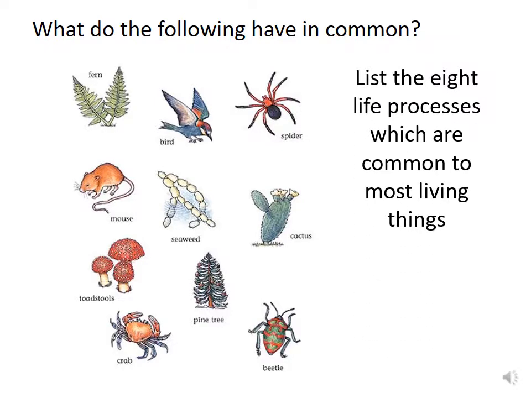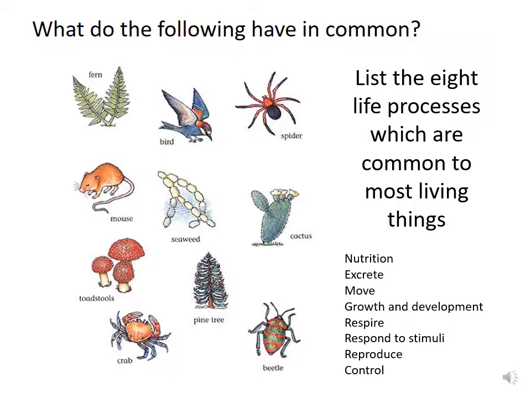There are 8 life processes which are common to most living things. See if you can actually name them all. All living things will do these 8 things. They will have some form of nutrition, feeding. They will all excrete to remove waste. They all move in some way, either through growth or through moving from place to place.